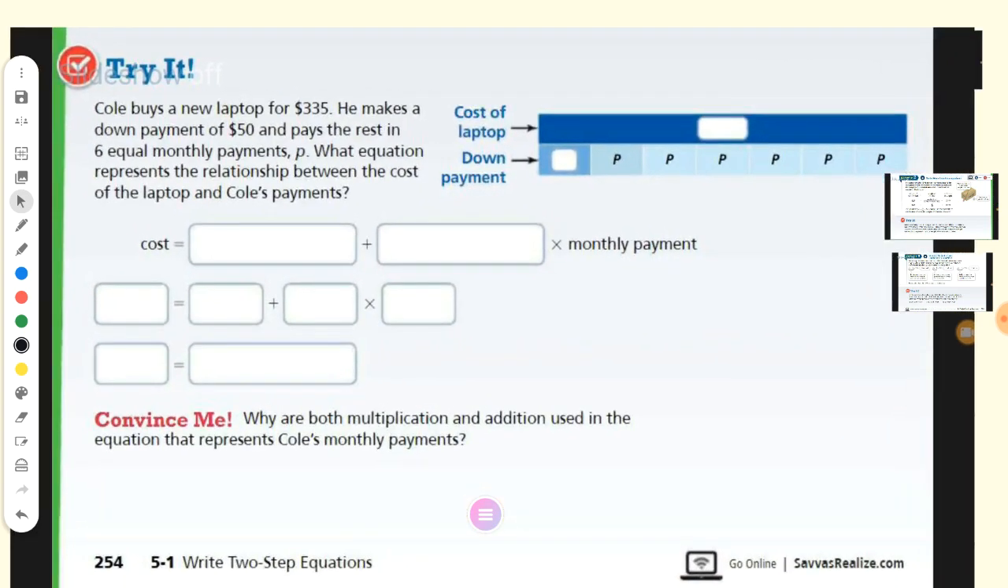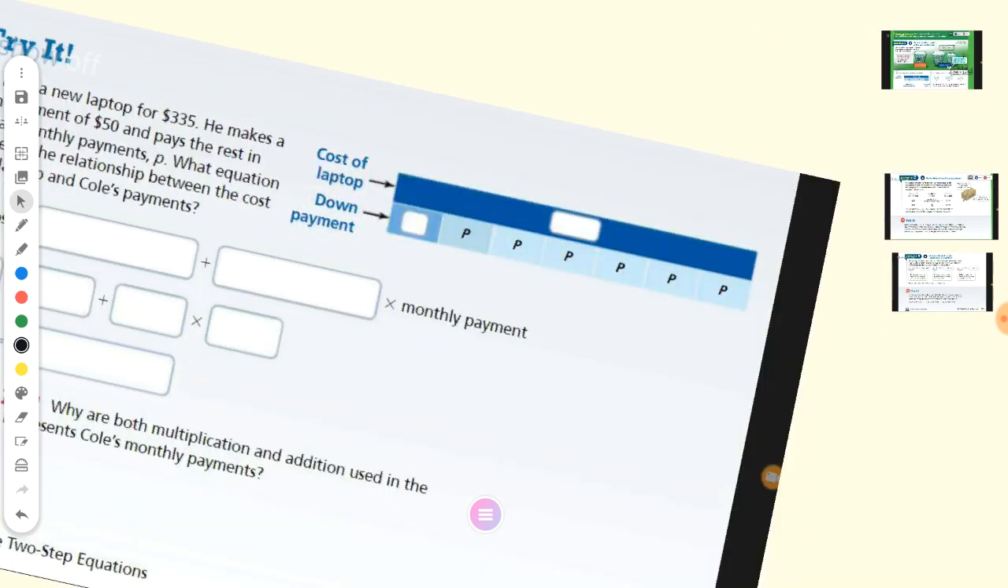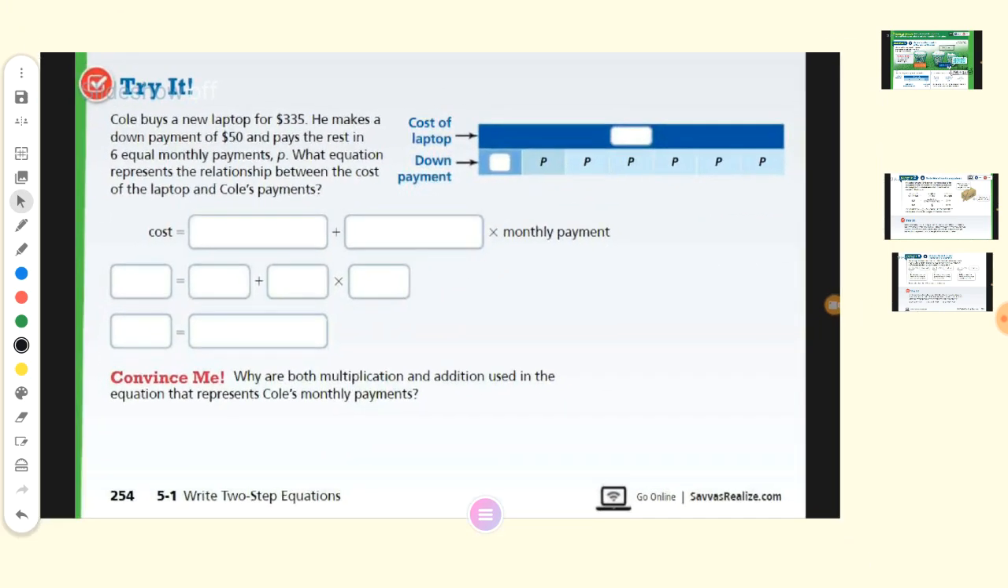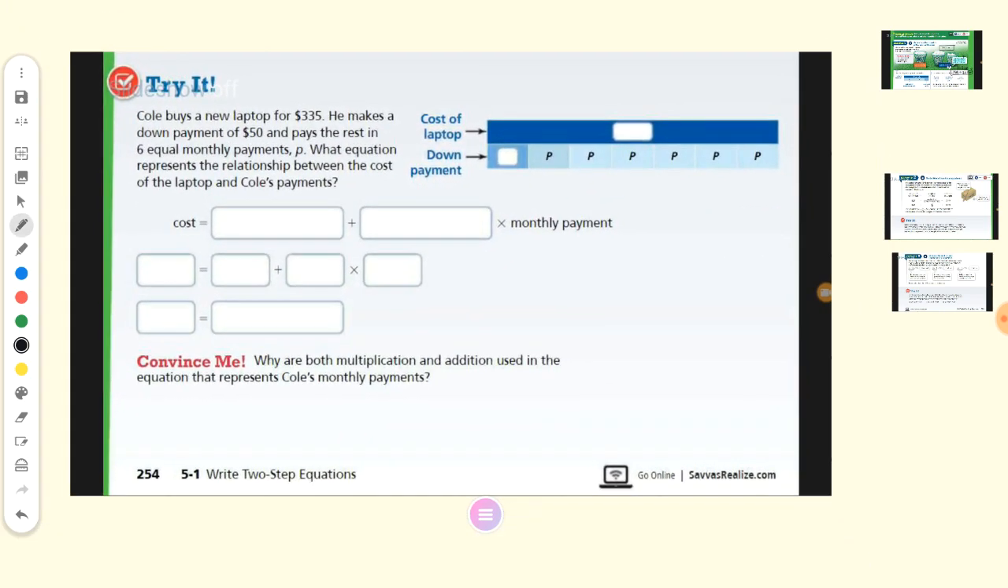Cole buys a new laptop for $335. He makes a down payment of $50. So down payment means he doesn't have the whole money. He doesn't have 335. He has only $50. So he pays it as a down payment.